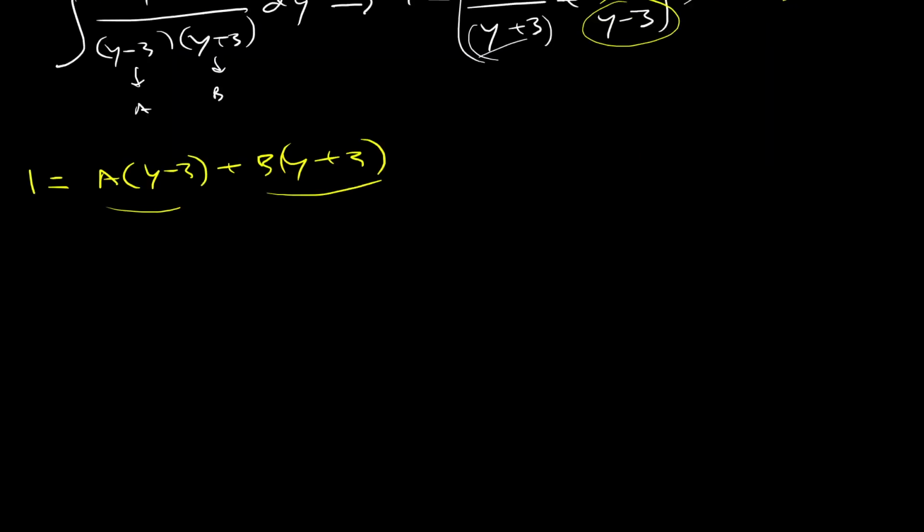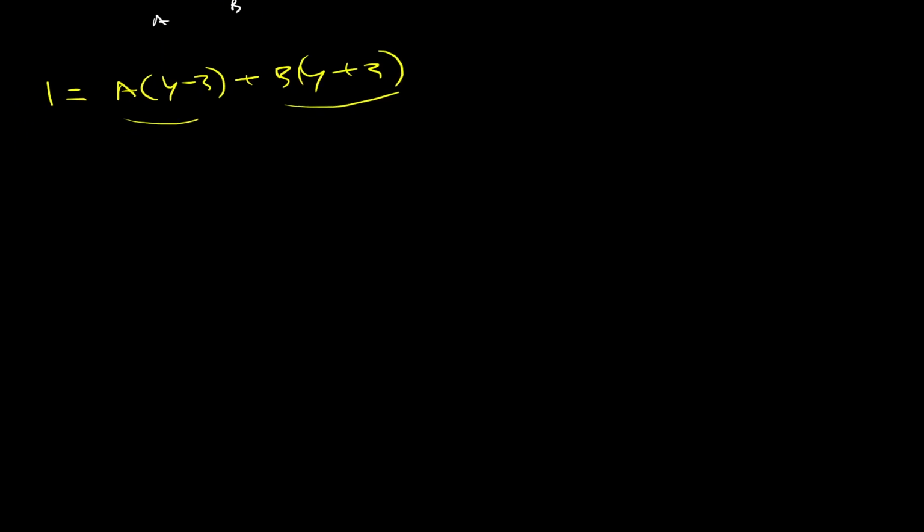In order to solve this, we just change the terms to the one that gives us 0 on the other term. So let's say we use y is equal to 3. That cancels a. So we get 1 is equal to 0 plus, since y is equal to 3, plus 3, we have 6b. So b is equal to 1 divided by 6.